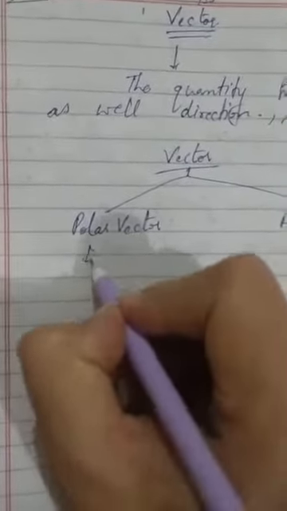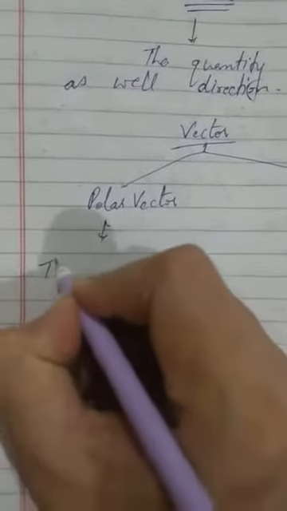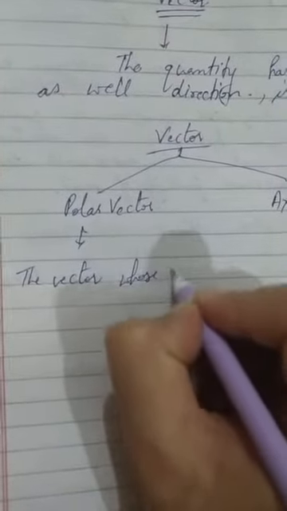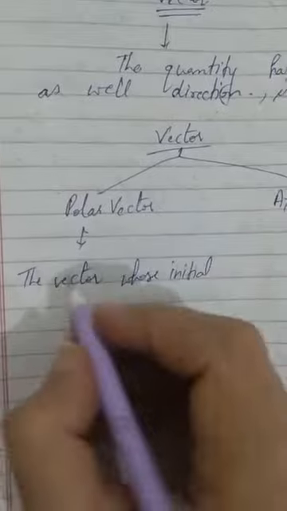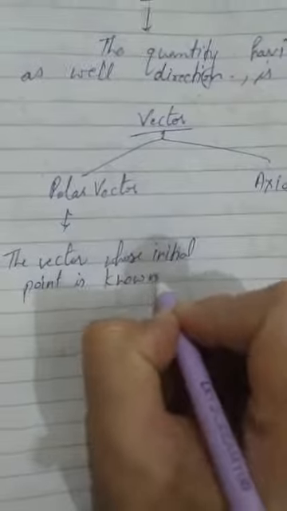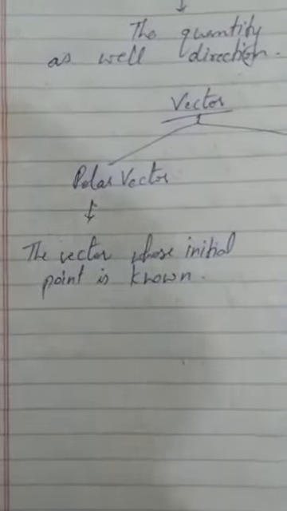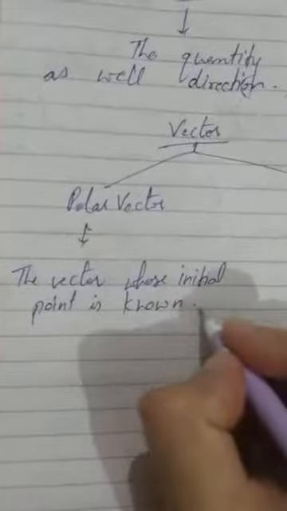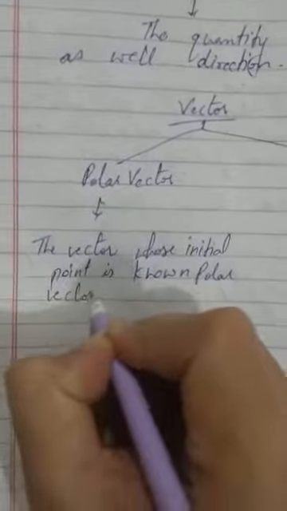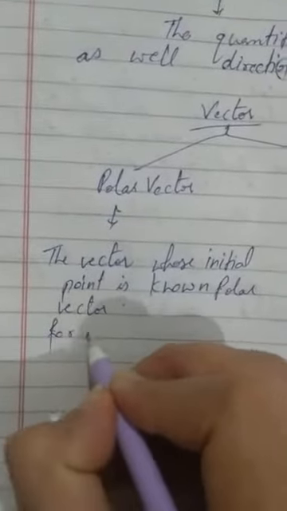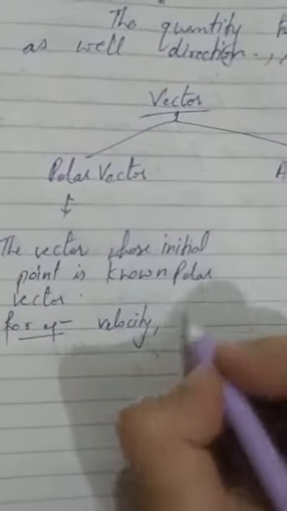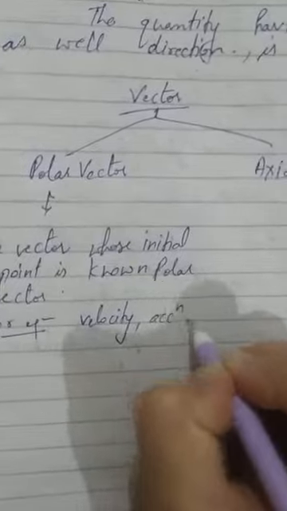Polar vector, axial vector. What is a polar vector? The vector whose initial point is fixed is called a polar vector. For example, in linear form we can say velocity and acceleration; these are all polar vectors.